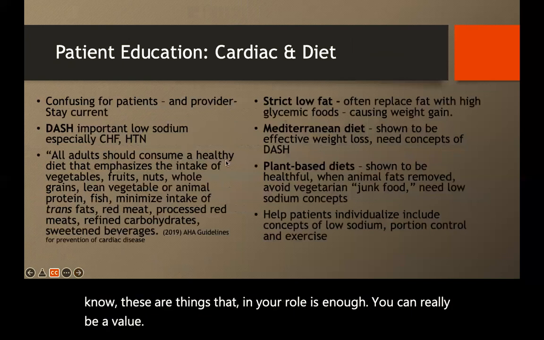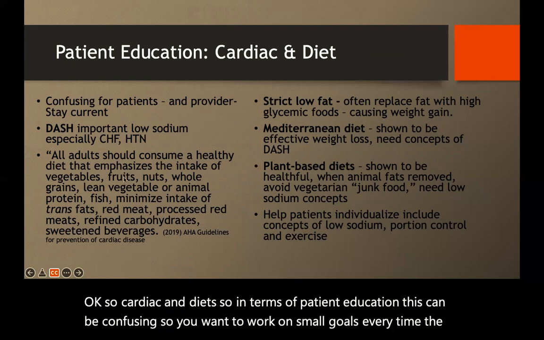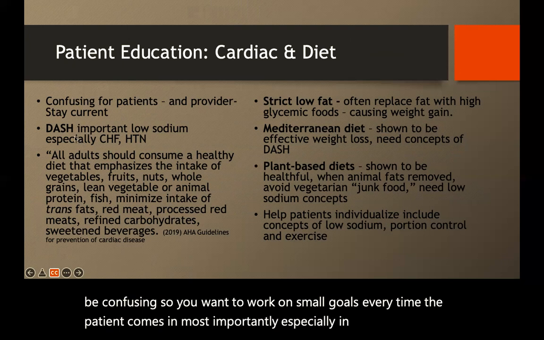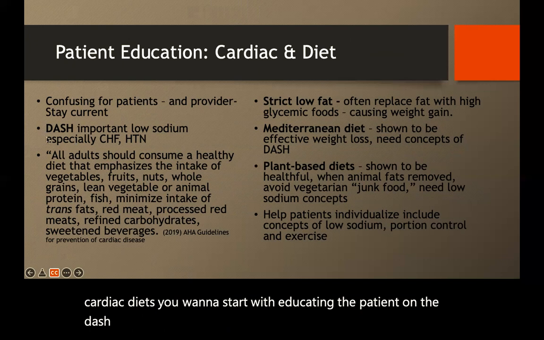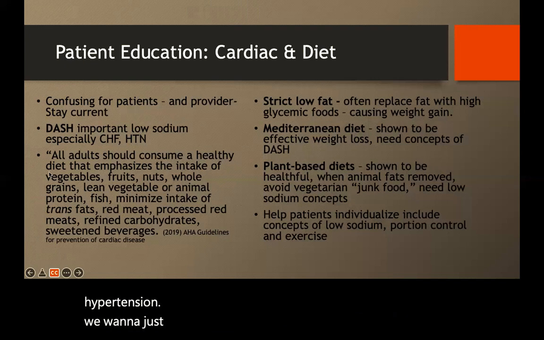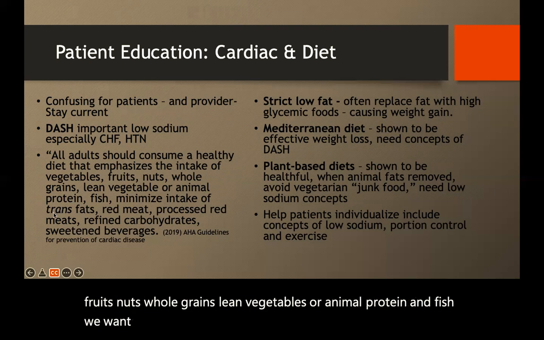Okay, so cardiac and diet. In terms of patient education, this can be confusing. So you want to work on small goals every time the patient comes in. Most importantly, especially in hypertension and cardiac diets, you want to start with educating the patient on the DASH diet and the importance of low sodium, especially in CHF and hypertension. We want to definitely encourage a diet that's high in vegetables, fruits, nuts, whole grains, lean vegetable or animal protein, and fish. We want to minimize the intake of trans fats, red meats, processed red meats, refined carbs, and sweetened beverages, as per the AHA guidelines for the prevention of cardiac disease.